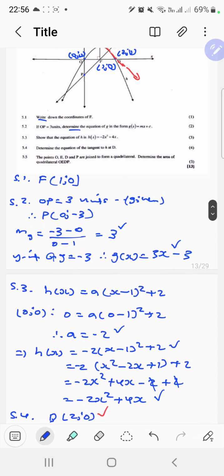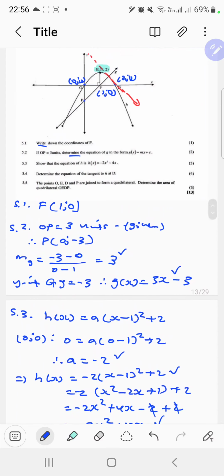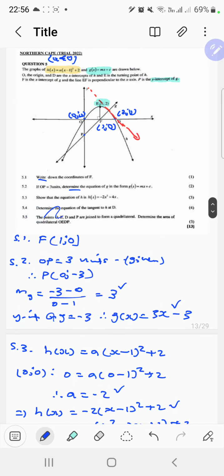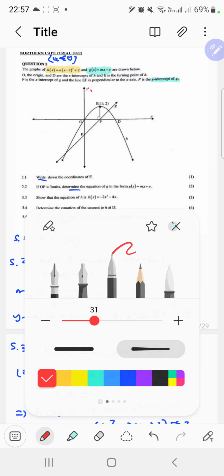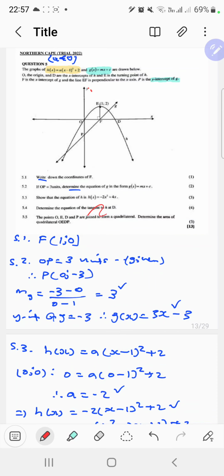What is the last question? Okay, the last question says points O, E, D, and P. Maybe let's remove all of these things now. They're going to cause us problems. Let's choose a color there. So O, E, D, and P are joined to form a quadrilateral.